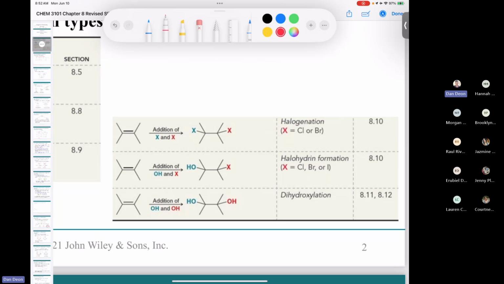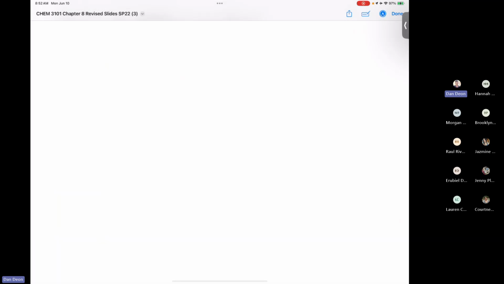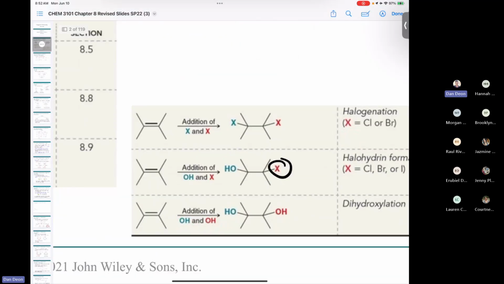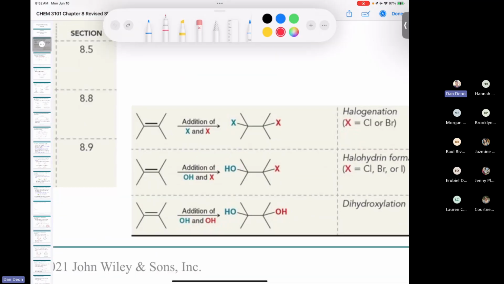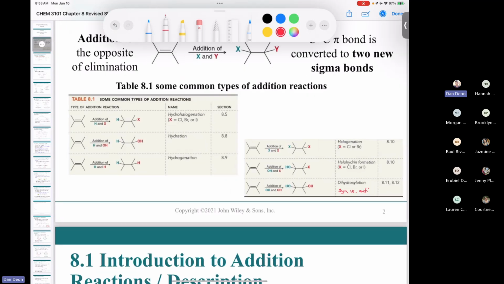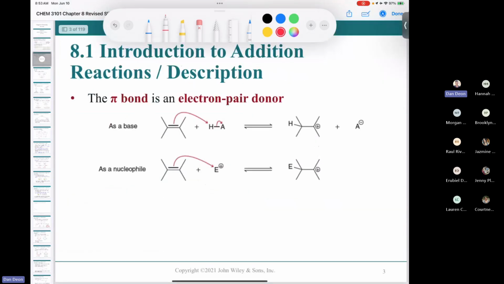The next one is a halohydrin. This is where we add a halogen and a hydroxyl group, so a halogen and a hydroxyl group. And then we're going to look at a whole bunch of different types of dihydroxylation. We're going to look at forming cis dihydroxyl groups, or putting them on the same side of a double bond and on the opposite side. So we're going to look at what are called syn and anti addition of hydroxyl groups. Anyhow, that's some of what we're going to take a look at in this chapter.